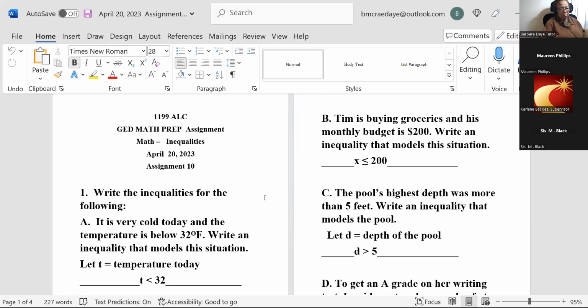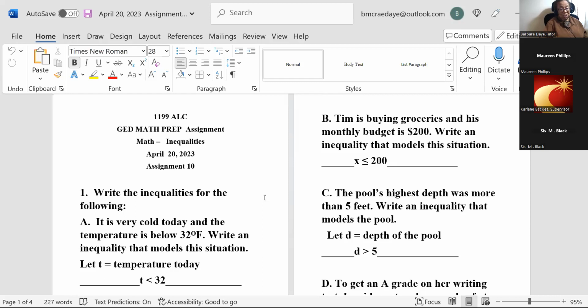I don't understand how to do this one. I'm not good at writing inequalities. That's one of my weaknesses, Miss Barbara, honestly. Maureen is trying to explain why you got that answer. Tell her what below means. Below means less than. So that means cold, yes, that means less than 32. So that's why.